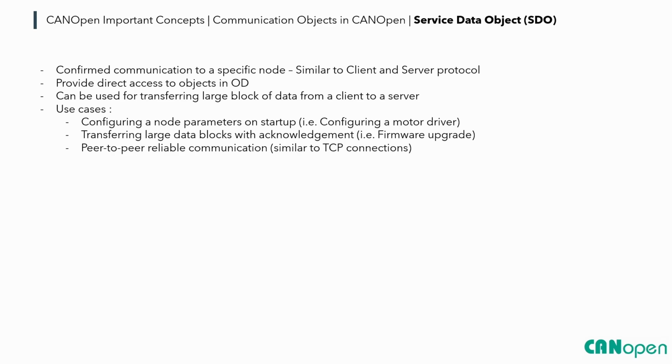So use cases, as I said, you can use it for configuring a node parameter on startup. Let's say you want to configure a motor driver. You want to set the voltage, you want to set the current. That's where you use SDOs. For transferring large data blocks like firmware, you can use SDOs. And for peer-to-peer, or P2P, reliable communication, because as I said, we are confirming each packet, so it can be used for peer-to-peer reliable communication.